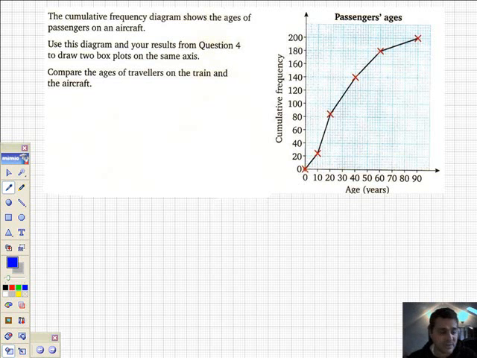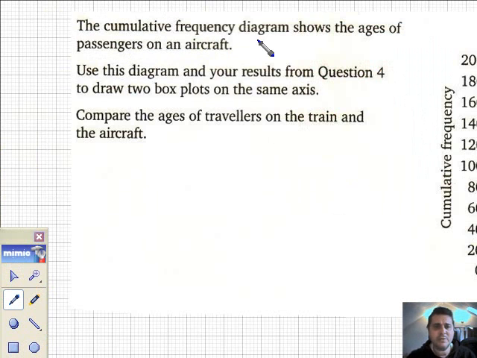Okay, as promised, here is question 5, and this is what it says. The cumulative frequency diagram shows the ages of passengers on an aircraft this time, as opposed to the train in question 4. Use this diagram and your results from question 4, and that was all about trains, wasn't it? And draw two separate box plots on the same axis, in other words, to the same scale, otherwise you can't compare them. Hence, compare the ages of travellers on the train and the aircraft.